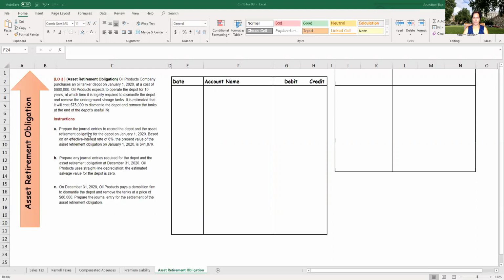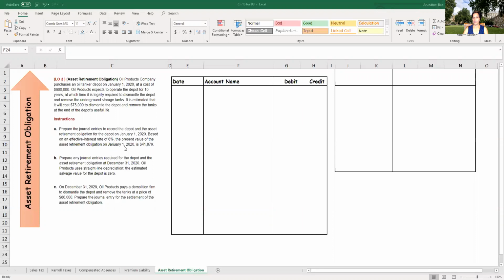They've asked us to prepare the journal entries to record the depot and the asset retirement obligation on January 1, 2020. Based on an effective interest rate of 6%, the present value of the asset retirement obligation is $41,879. So they've done the present value calculation for us. They've told us the interest rate is 6%. They didn't give us the factors. They've just gone ahead and done the 75,000 times the factor, and they've told us what the amount is.